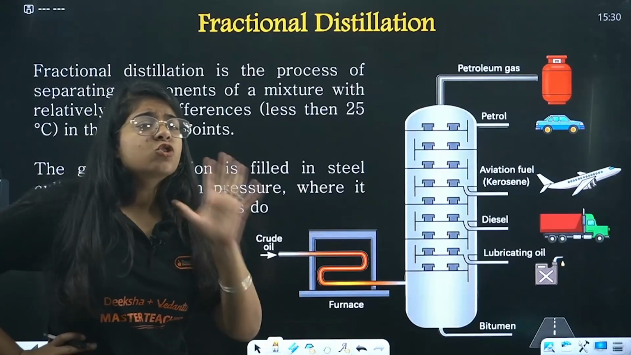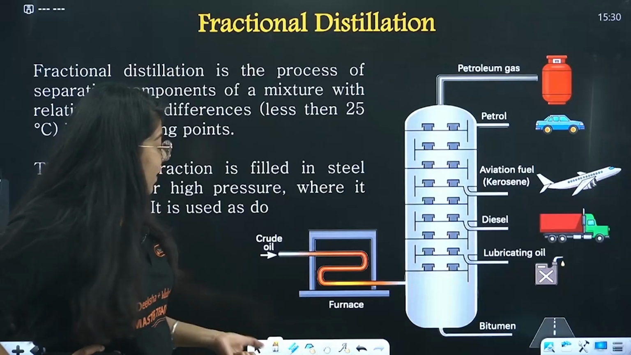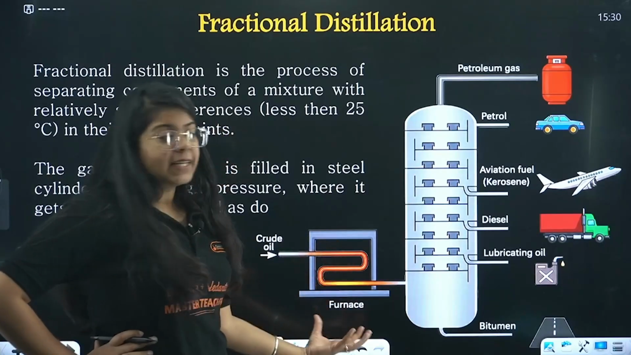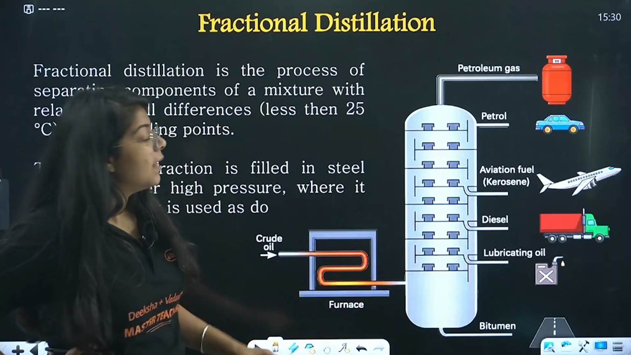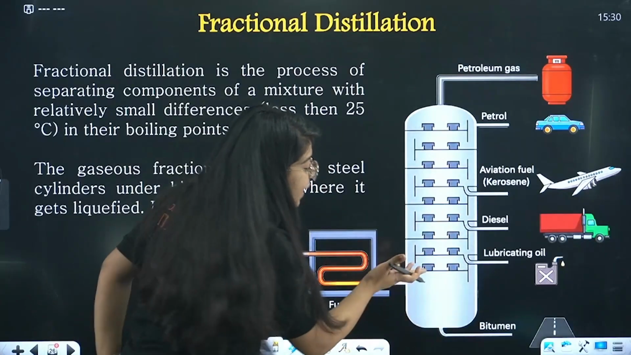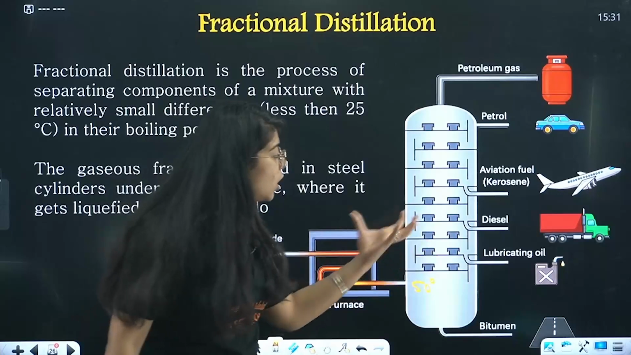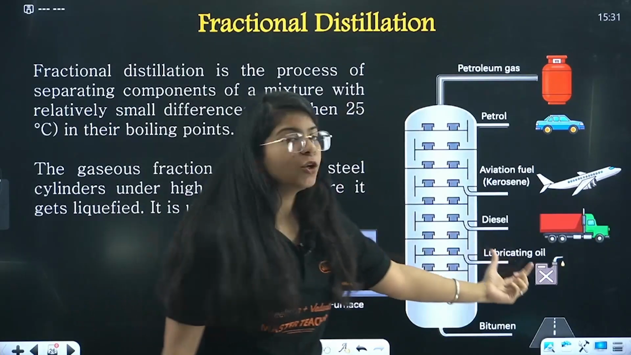So there was so much fuss about crude oil, right? Why is crude oil important? Because beta, when we get crude oil, we put it in a furnace and we heat it, right? Now when it goes here and it's getting heated, let's say till here the temperature is only 50 degrees Celsius. So all the things evaporate except lubricating oil.